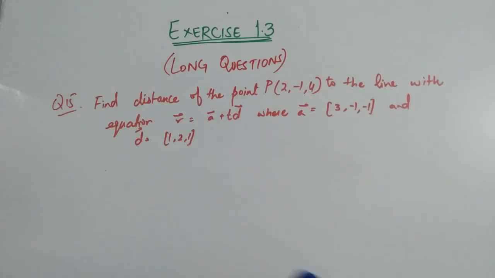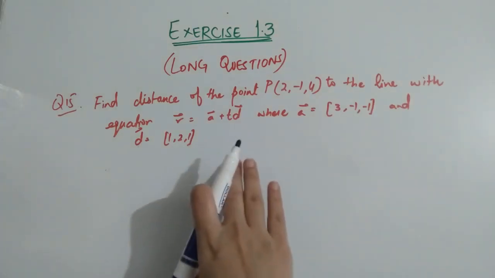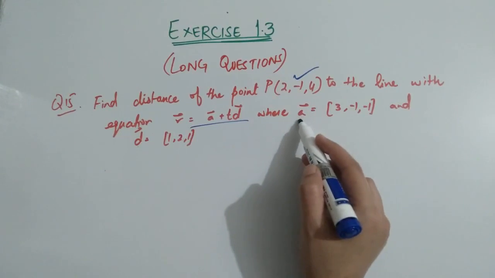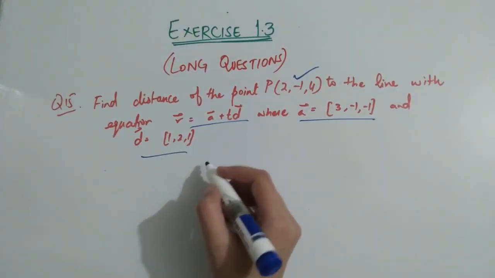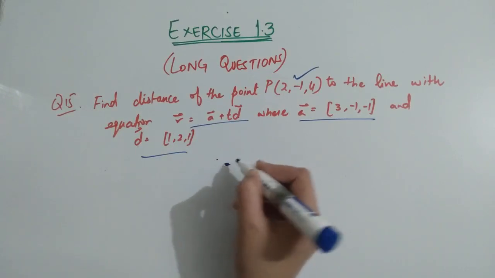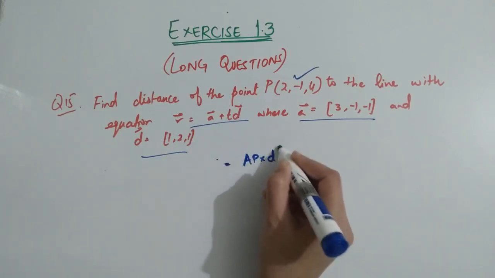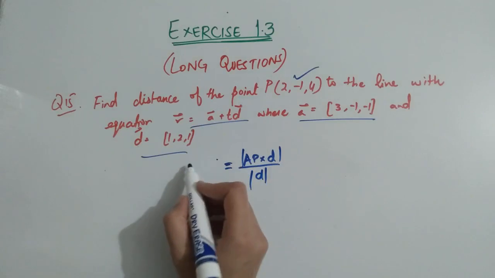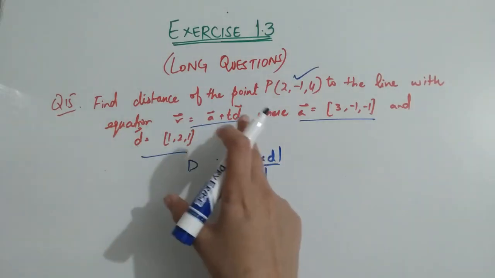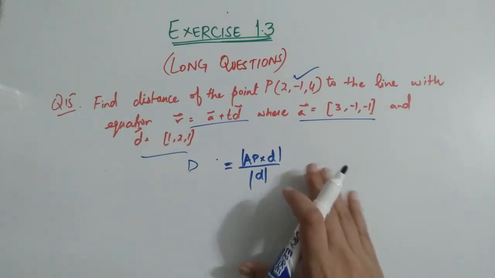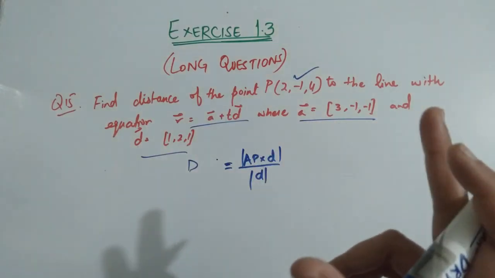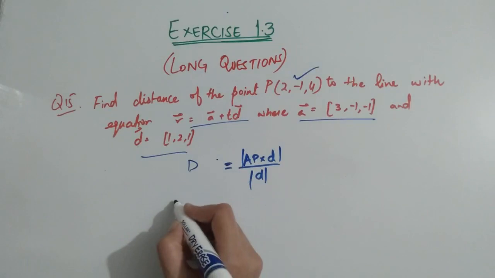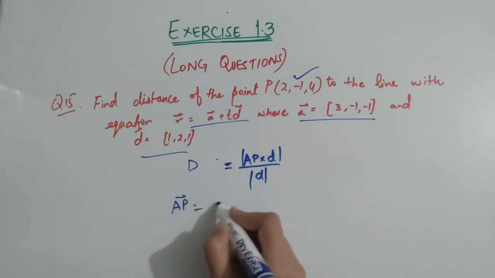The last question of exercise 1.3, a long question, question number 15, in which you have to find the distance of this point to the line with this equation, with the position vectors a and d. Now the formula you will use is |AP cross D| over |D|. ये जो है आपका distance आएगा, इसको आप capital D का नाम दे सकते हैं, distance of the point P to the line. एक आपके पास होता है distance का formula, square root of (x2 minus x1) squared plus (y2 minus y1) squared, वो होता है distance between two points। ये है distance between point to the line। ओके, now you have to find AP which is equal to OP minus OA.